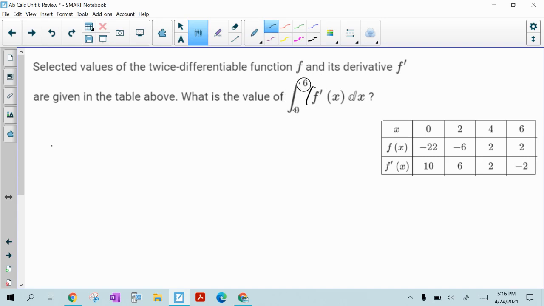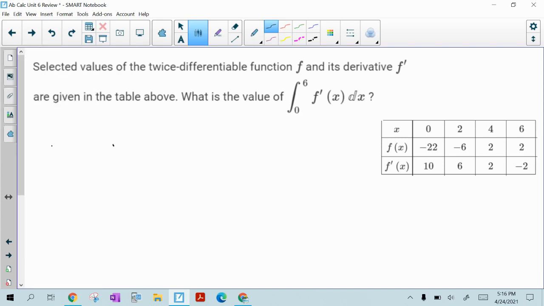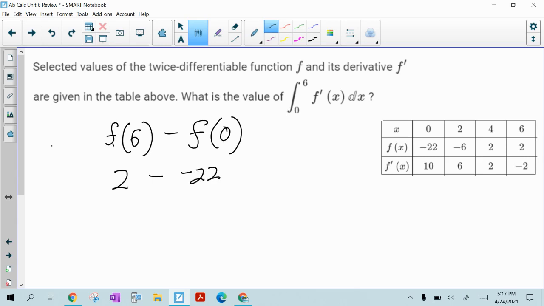So what does that mean? Hopefully you guys remember that I can take the integral of each of these and I end up saying that that's going to be f of 6 minus f of 0. Well, f of 6 is going to get me 2. F of 0 is going to be a negative 22. And so I'm going to be looking at 24. Okay, questions? I hope not.